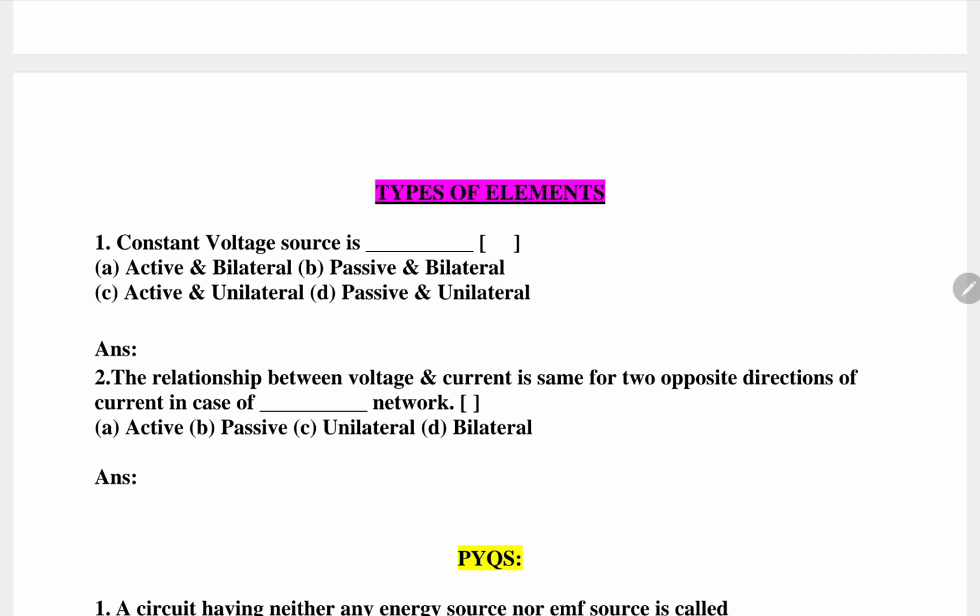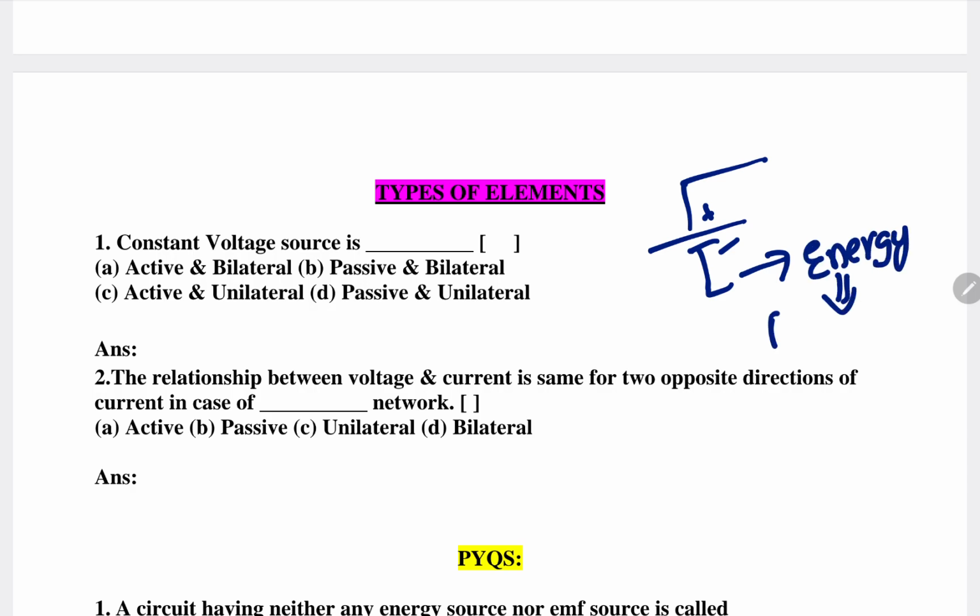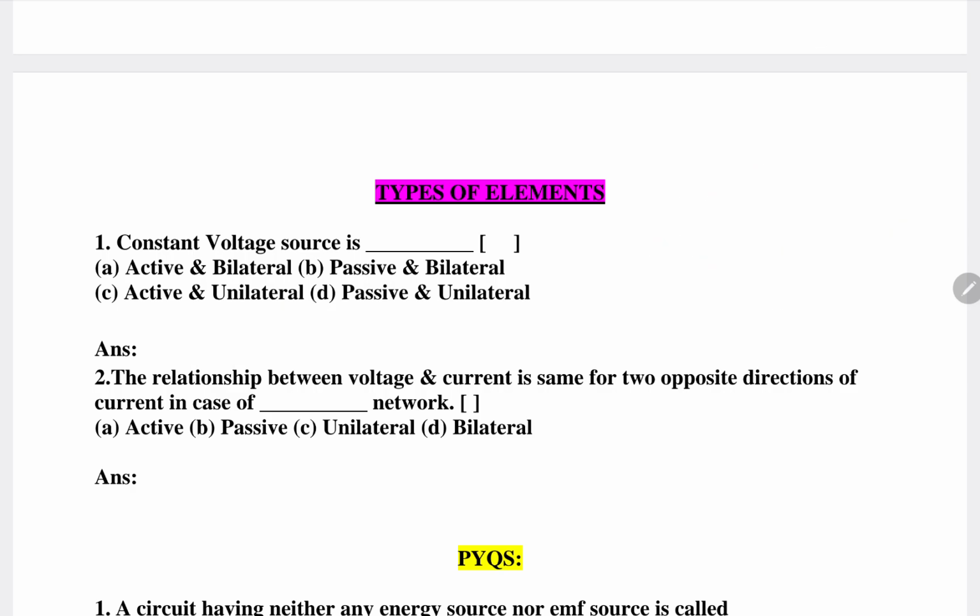Constant voltage source is, so he is asking about the voltage source. So this is the voltage source, and constant voltage source means it can deliver the energy. It can deliver the energy means it is an active element. It can deliver the energy in one direction, that means it is a unilateral element. So it is an active and unilateral element. Constant voltage source is an active element and unilateral element.